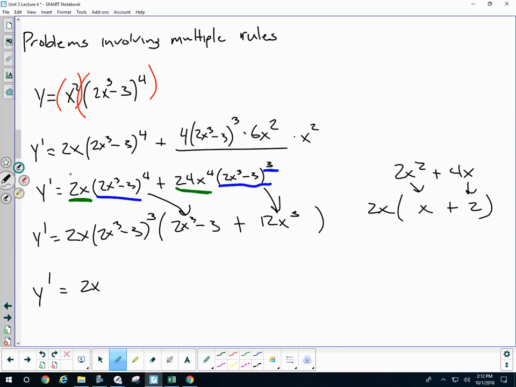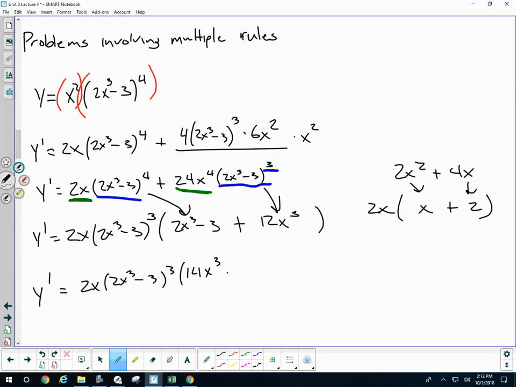We only have the 2x is gone, it's divided out. 3 of the 4 of them are divided out, which means I just have 1 of these left over. If you want to put a 1 here, fine, it doesn't matter. For the second one, all of the 2x cubed minus 3's are gone. I divide 24x to the fourth by 2x, I get 12x cubed.